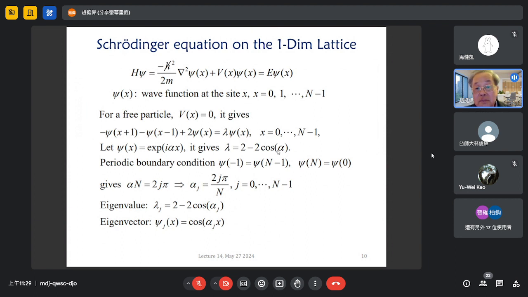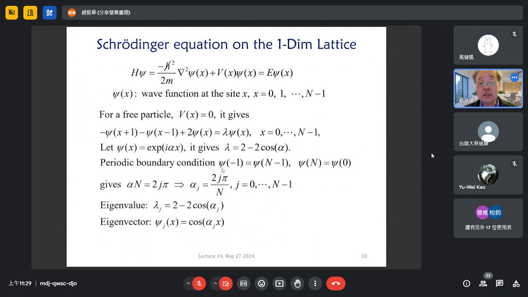If I impose the periodic boundary condition, then psi minus 1 equals psi n minus 1, and psi n equals psi 0. So this gives me alpha n equal to 2j pi, where j is an integer. The value of j must be finite because this is just a finite matrix, an n by n matrix, of size n. So j can only be from 0 to n minus 1.